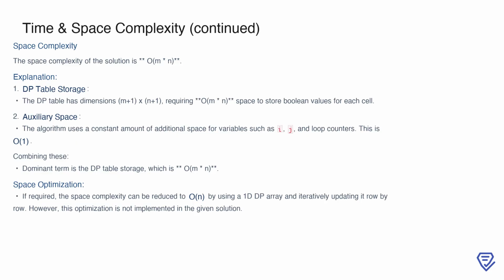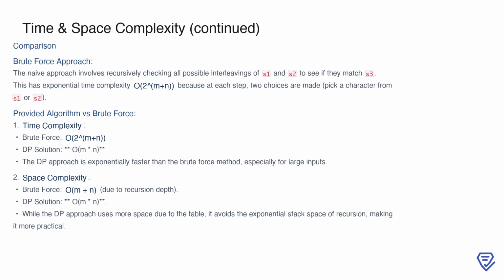Additionally, the algorithm uses a constant amount of auxiliary space for variables like loop counters and indices, which is O(1). When you combine these, the dominant term is the DP table storage, making the overall space complexity O(m*n). It's worth noting that the space complexity can be optimized to O(n) by using a 1D DP array and updating it iteratively row by row. However, this optimization is not part of the current implementation, which focuses on clarity and simplicity in demonstrating the dynamic programming approach. When comparing the provided dynamic programming solution to a brute force approach, the differences are significant.